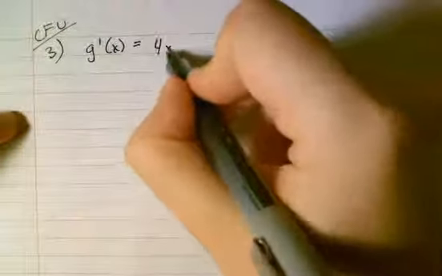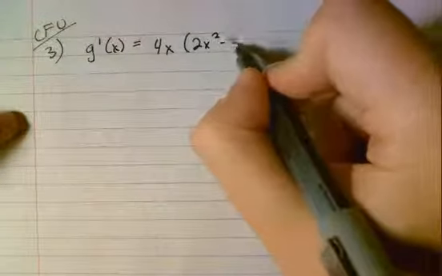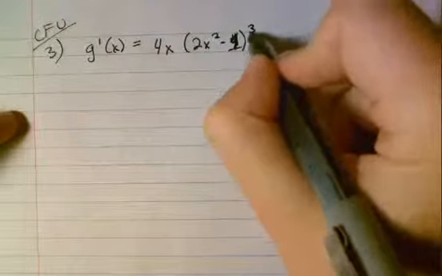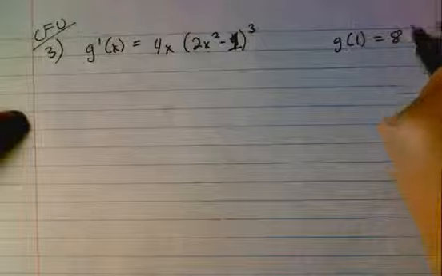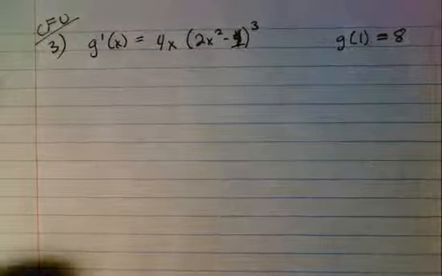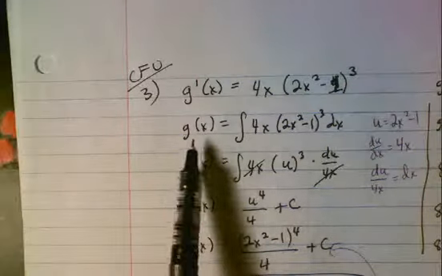Your problem is, we know that the derivative of g is 4x times 2x squared minus 1 to the third power, and we know that g of 1 equals 8. So we want to find the particular solution for that. Pause the video now.